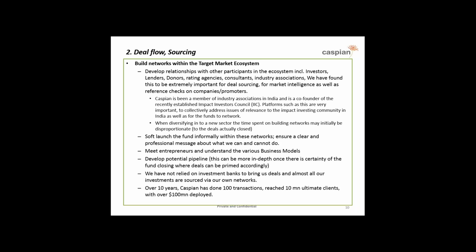Over 10 years, just to share some data here in terms of the transactions that we've done across the three funds: over 100 transactions. We've reached 10 million ultimate clients, which is the target, ultimate borrowers or customers, with over $100 million deployed. This has been our track record over the past decade. Of the 100 transactions, the split between debt and equity, debt would be about 25 to 26, and all of the rest would be equity investments.